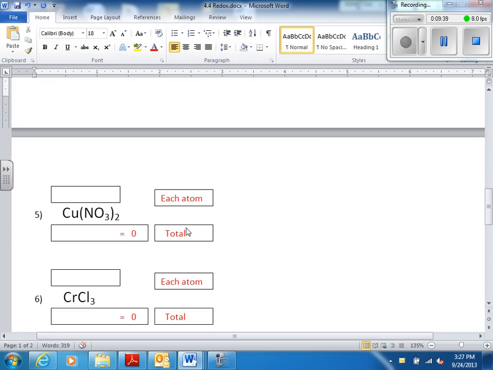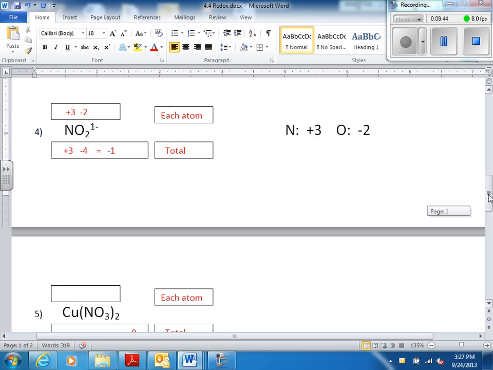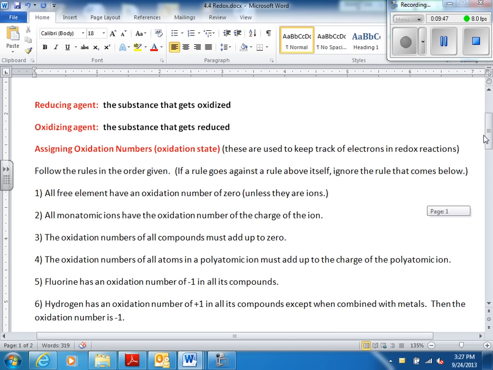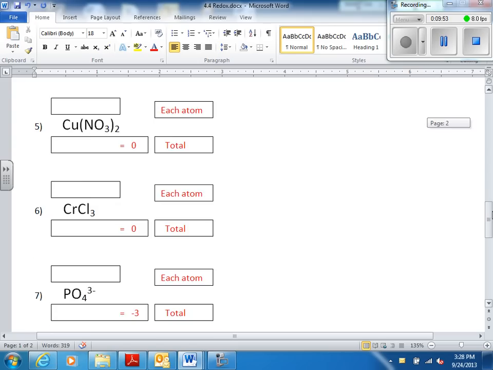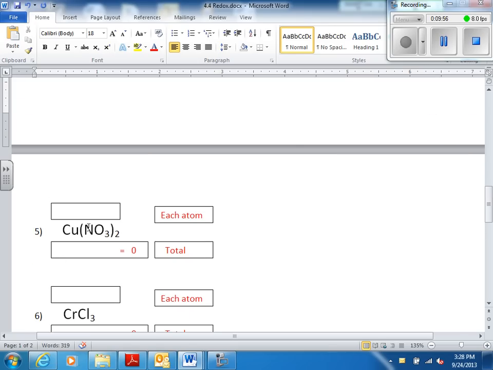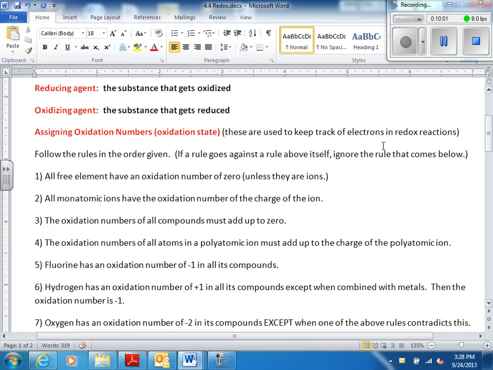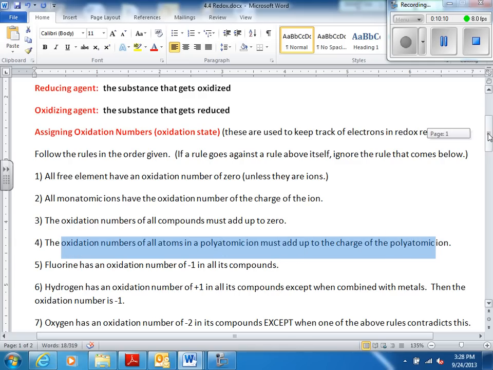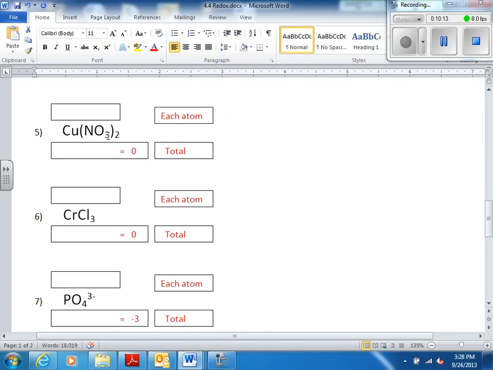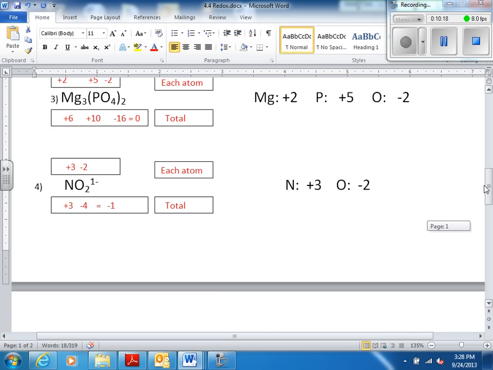Moving on. Okay. So we have a compound again. The total must add to 0. And we know that I don't have free elements. I do have some ions. You have to recognize this is ionic. It's got copper and nitrate ions. So oxidation numbers must add up to 0. We use that. Okay, the oxidation number of all atoms of a polyatomic ion must add up to the charge of the polyatomic ion. Well, we know we have nitrates in here, so the total of the N and the O3 are going to add up to the nitrate, -1, but we don't need that yet.